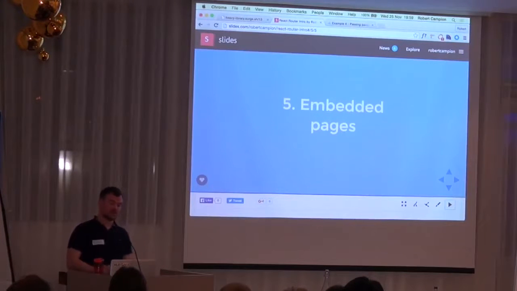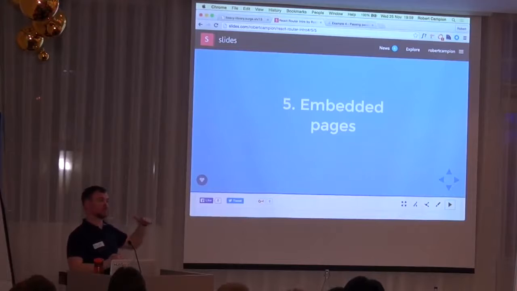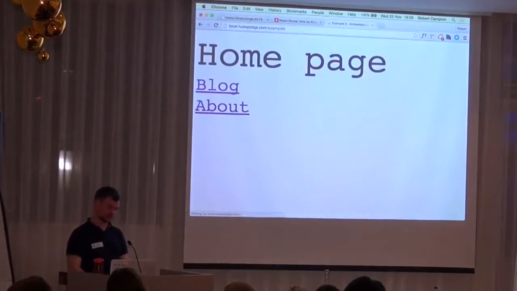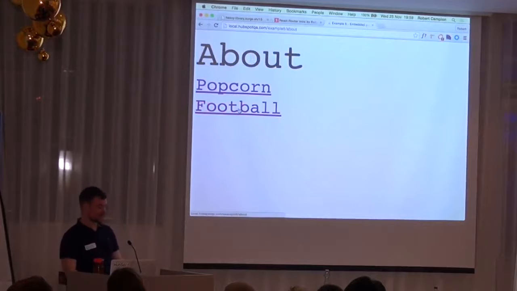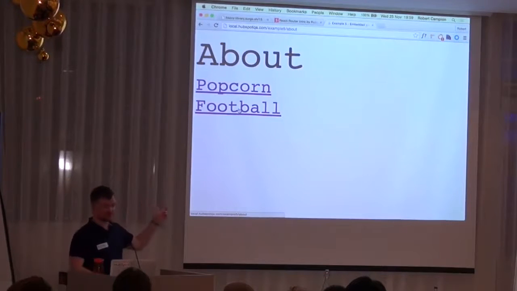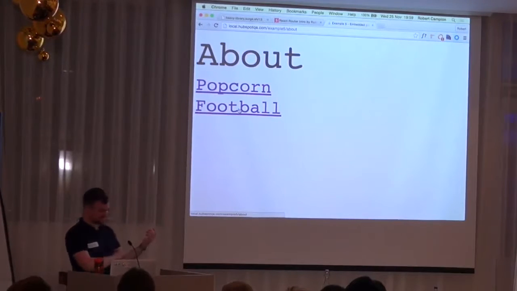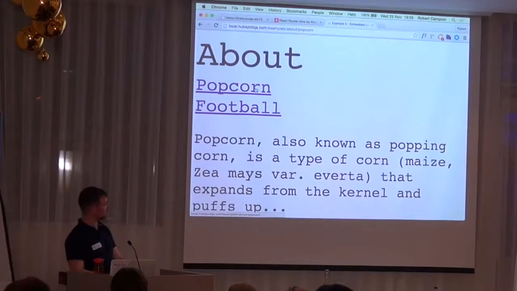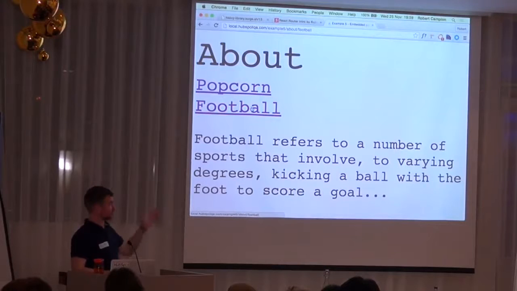So the next one is embedded pages. At the moment we've had a very linear structure. We just had a page and a page. There's been no kind of embedded pages. So let's say I wanted to have an about page with more content inside it. Now we've added an about page with two of my favorite things, popcorn and football. And we have a subview within it. So we've got an about page, and if I click on this link, I've got some blurb here that pops up about popcorn. Similarly, if I go to football, some blurb pops up about that.